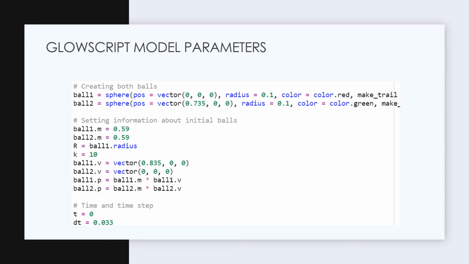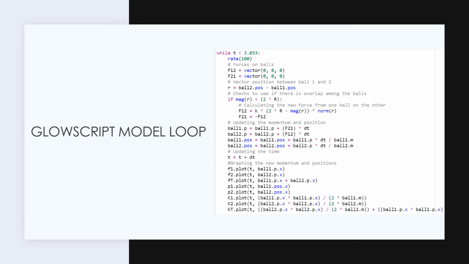Additionally, I set the time interval to be equal to that of Tracker, being 0.033 seconds per frame. To model the motion and collision, I created a while loop running until 3.033 seconds, which was the time interval of the observed video. In this loop, I defined the force on each ball, which was 0 during the time in which they weren't in contact.